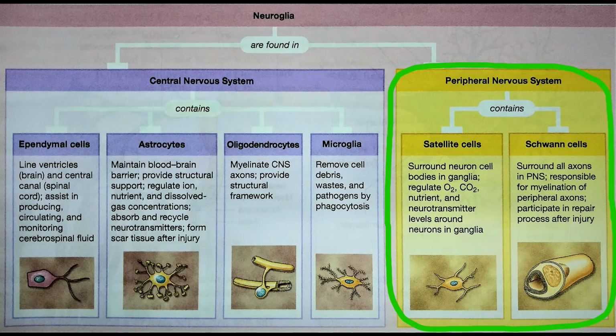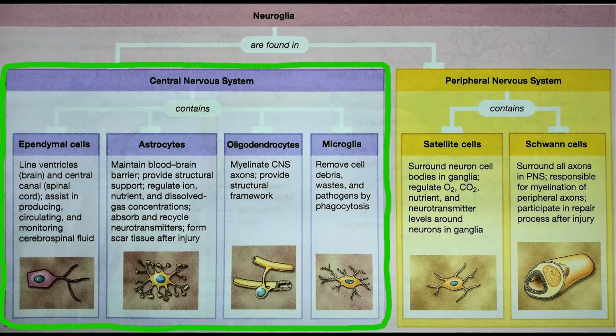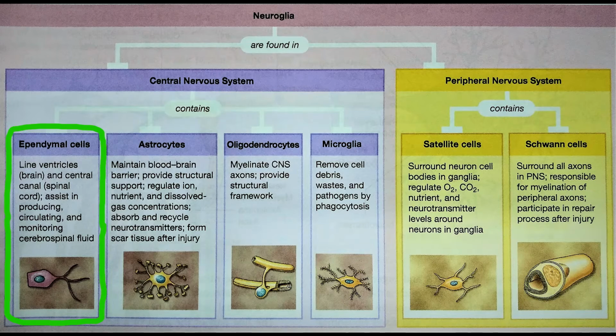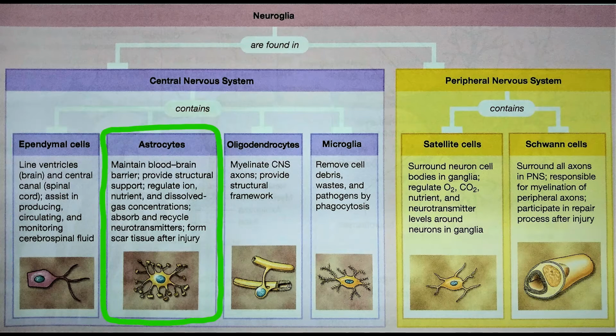These are the neuroglia for the central nervous system. The central nervous system has a few more than the peripheral nervous system. Ependymal cells produce the CSF, which you'll find in the central canal and the ventricles. These are the astrocytes. Okay, the astrocytes maintain the blood-brain barrier.